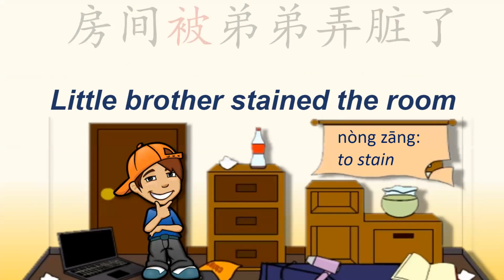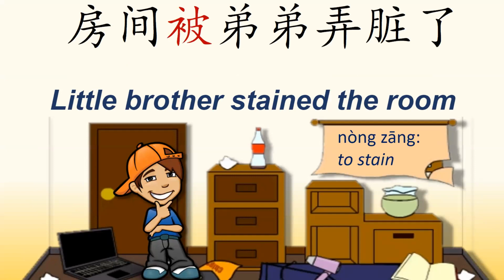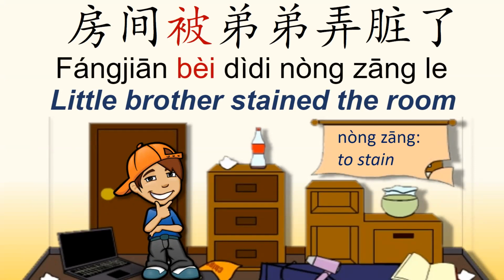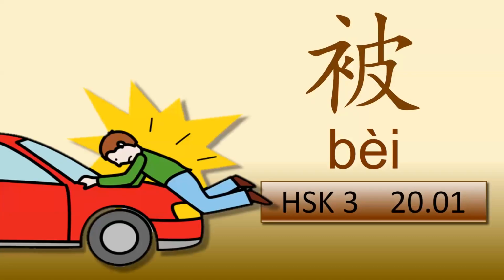The little brother stained the room. 房间被弟弟弄脏了. Now you know a little bit more about how to use this character, 被, in order to express passive voice. Remember that most of the time we use 被 to express a negative thing. For example, someone was hit, something was stolen, and so on.